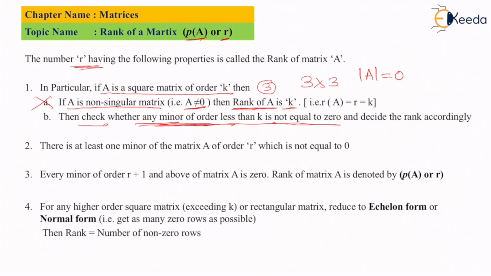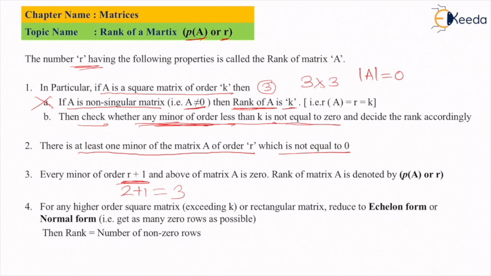Now guys, let's move to the point number 2. So there is at least one minor of a matrix of order R which is not equal to 0. So just now we saw that for 2 by 2 or order 2 matrix, we got one minor or the determinant of that minor as non-zero. And that is why we said here that the rank of the matrix A is 2. Now, the next condition is for every minor of order r plus 1. Now guys, we got rank as 2. So 2 plus 1 is 3.